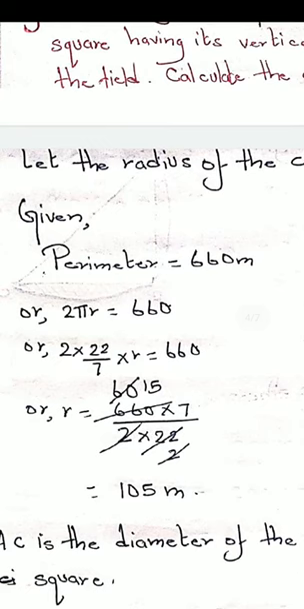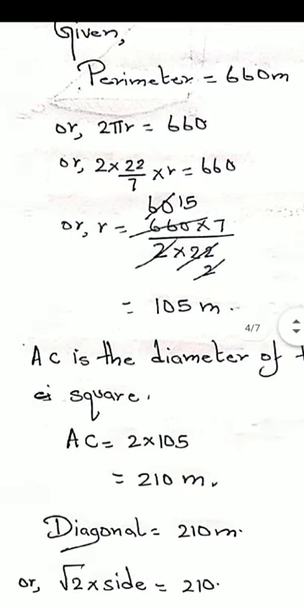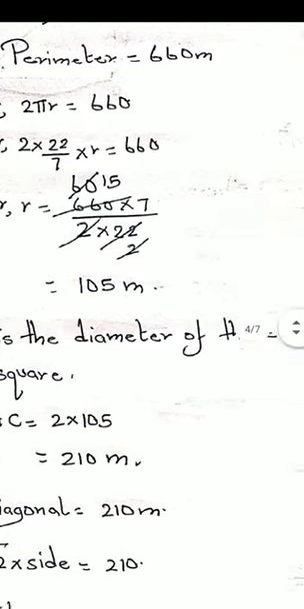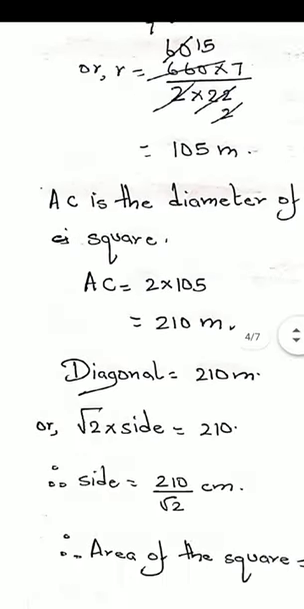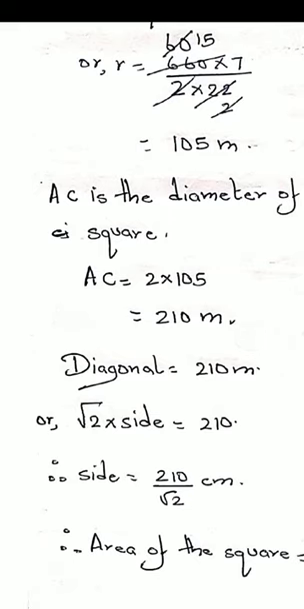Given perimeter equals 660 meter, using this I'll find the value of r as 105 meter. You can just pause the video and note it down. AC is the diameter of the circle and also the diagonal of the square. So AC equals 2 into 105, because it is the diameter and the radius has been given as 105, so it will be twice the radius, that is 210 meter.